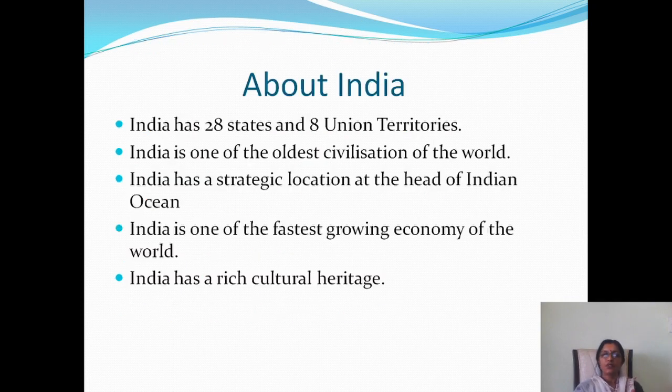Now, general information about India. India has 28 states and 8 union territories. Earlier, we had 29 states and 7 union territories. Jammu and Kashmir is now not a state. It has been divided into 2 union territories, Jammu and Kashmir and Ladakh. So we are having 28 states. Dadra Nagar Haveli and Diu and Daman are now 1. So that's why we are having 8 union territories now.